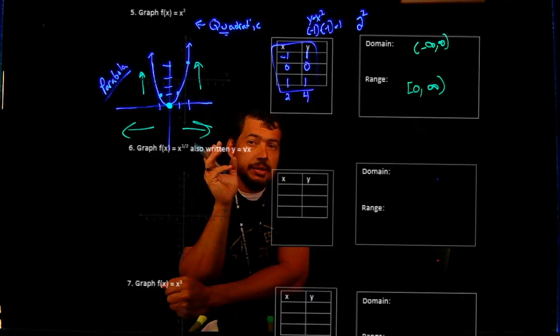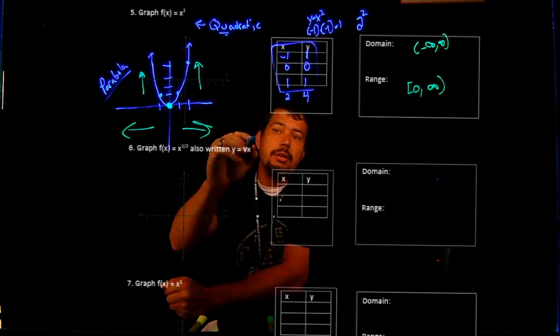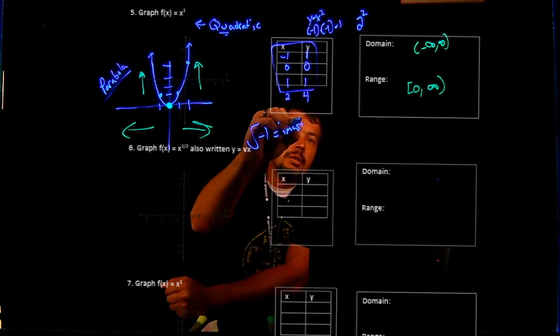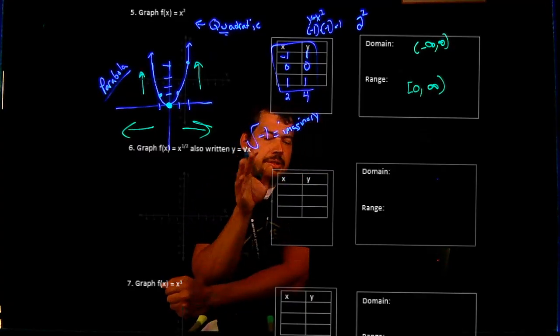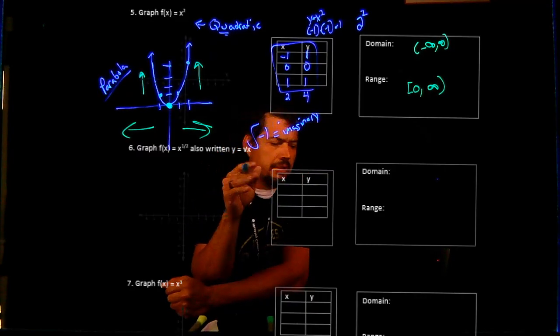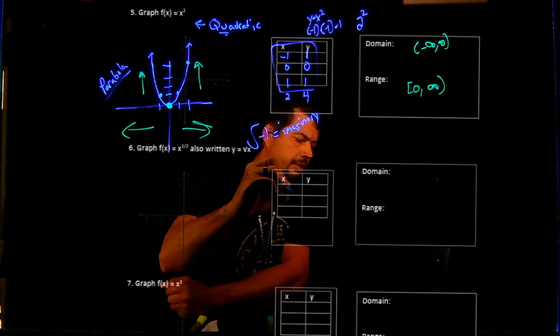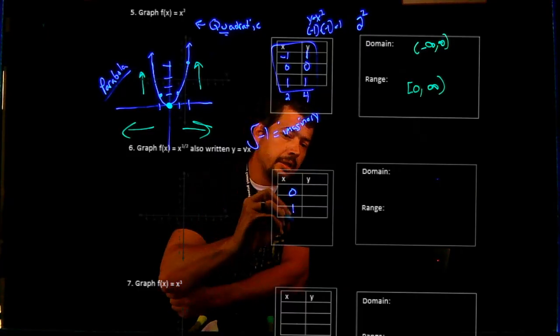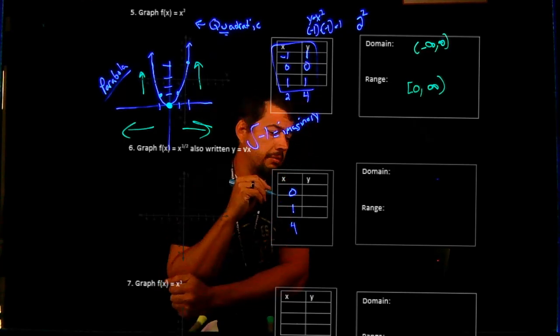Now, the smallest thing you can take the square root of and be real is 0. The square root of -1 is imaginary, and we haven't talked about that yet. So when I start my table, I can't start at -1, but I can start at 0. I'm also going to do 1, because I can take the square root of 1, and 4, because I can take the square root of 4.